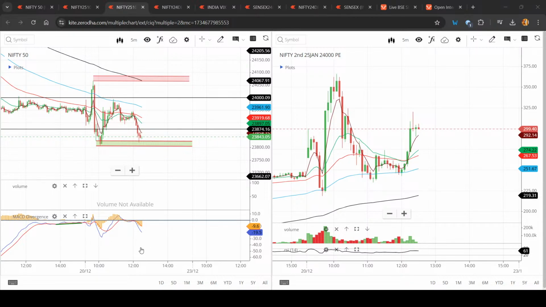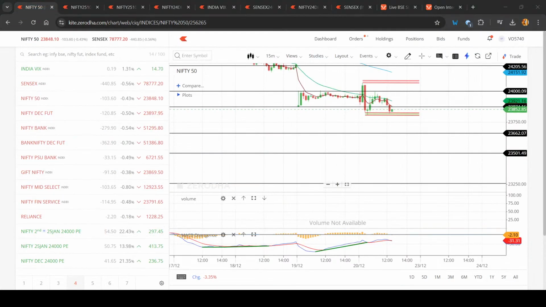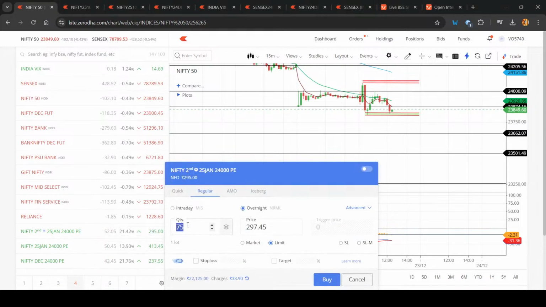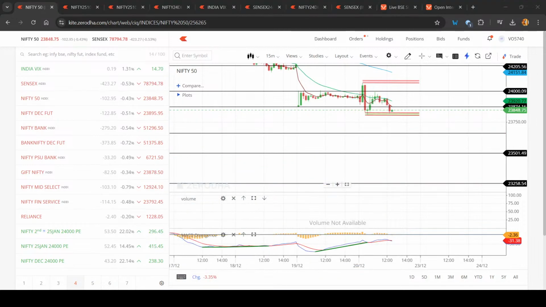Okay, so one thing I'm observing is that from 2nd January you will be allowed to buy a minimum of 75 quantity in one lot. So it automatically increases the price of what you are seeing. You need at least 22,000 margin for buying one lot. So from 2nd January the lot size has been increased.